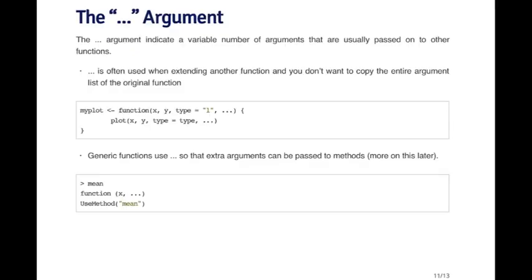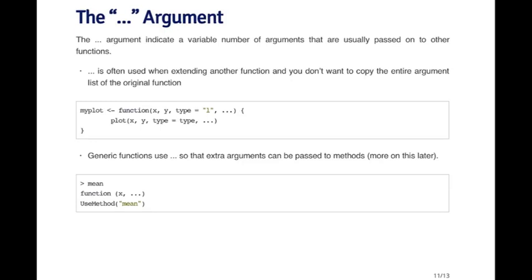So there's a special argument in R functions, which is the ... argument, and it's used to indicate a variable number of arguments that can sometimes be passed on to other functions. The three dots are often used when extending another function, and you don't want to copy the entire argument list of the original function. For example, you might want to extend the plot function, just to have a little bit of a tweak or to change some of the defaults.